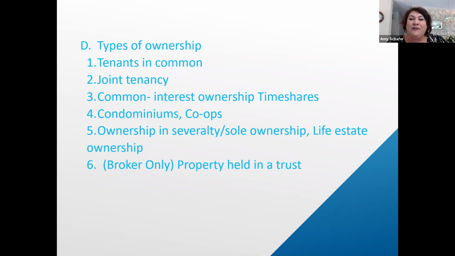Now we've talked about ownership in severalty. That is single ownership by one person. And that one might be important for you to know, because if we've got tenants in common with 4 people and one passes, now we've got 3. And then one of them passes, and now we've got 2 owners. And then one of them passes, there's only 1 owner left. That's the type of ownership they're now going to have.